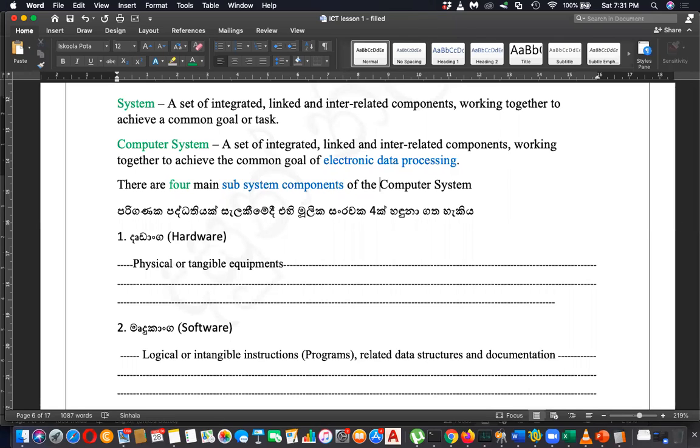So if you need explanation, please let me know. I'm doing this English medium, so I'm trying my level best to do it in English only. But if you are unclear, kindly let me know.